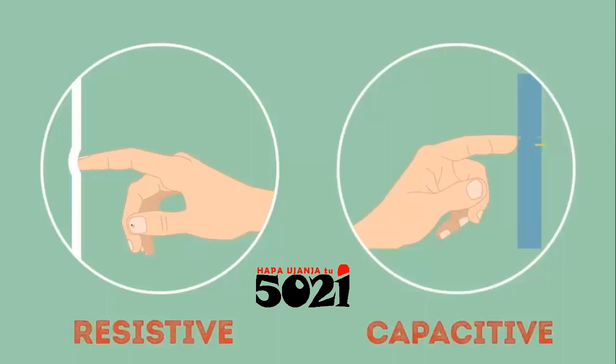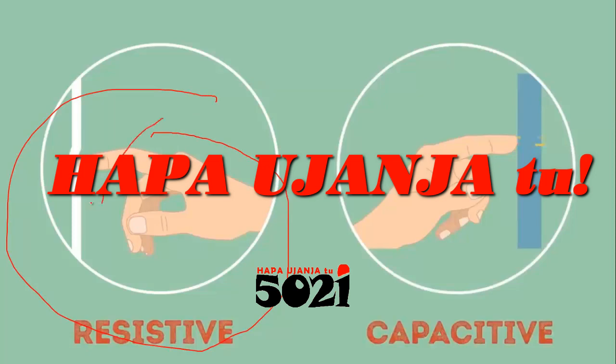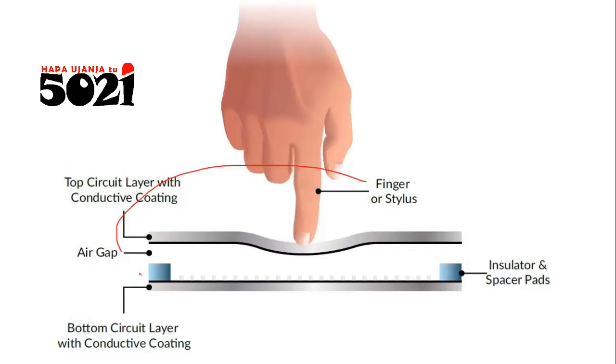Now I think ngoja tuanze na hizi resistive, hizi ambazo za kubonyeza, pako kwenye kidole sana sana, right? So ngoja tuanze hizo kwanza, okay? Then after we shall come with the capacitive. I want you to imagine, each kitu kinatembeza umeme, hiki kinatembea ili wewe iko na umeme.